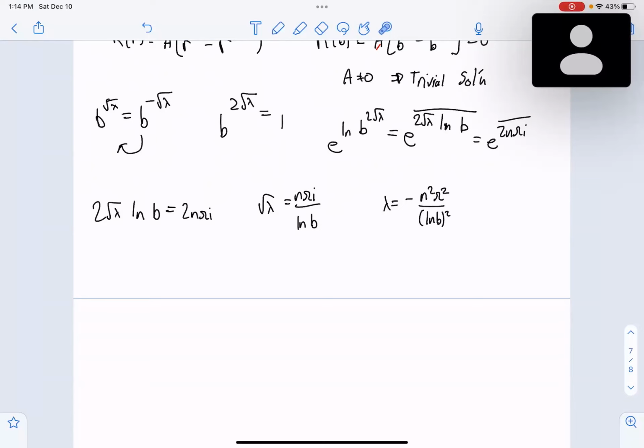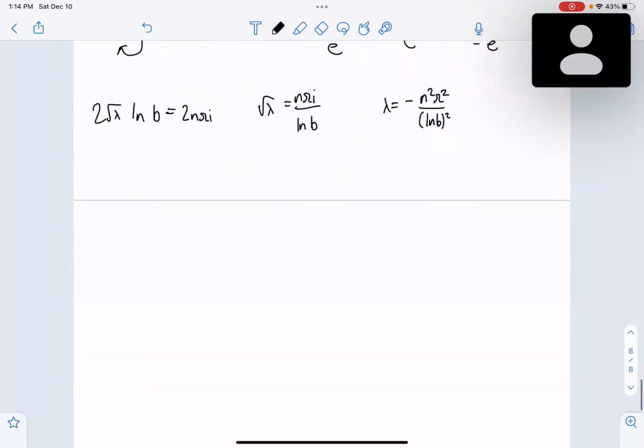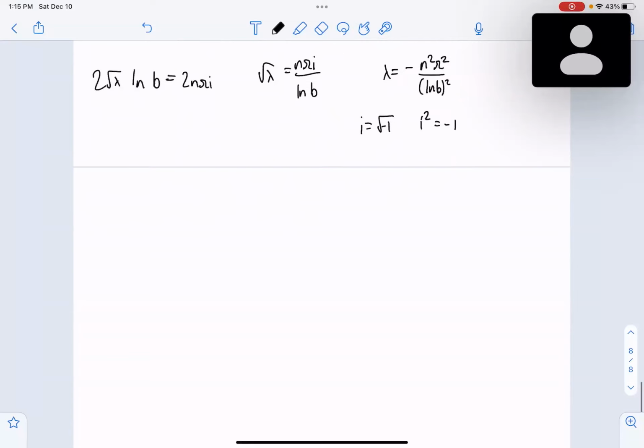This negative, again, is important to notice, since i squared is just going to go to -1 as we square it. Obviously, i is equal to the root of -1. So i squared is equal to -1. Hopefully that's familiar.